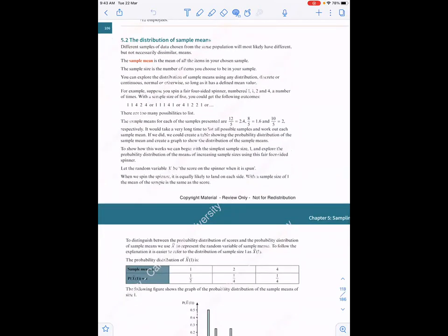Okay, now look here. I want you to observe this. If you want to collect a sample, they've given you an example here. For example, suppose you spin a four-sided spinner numbered 1, 1, 2, and 4 a number of times. With a sample size of 5, you could get the following outcomes. You are spinning the spinner with these numbers written on it, and the sample size is 5. That means you're going to spin it 5 times and record the numbers.